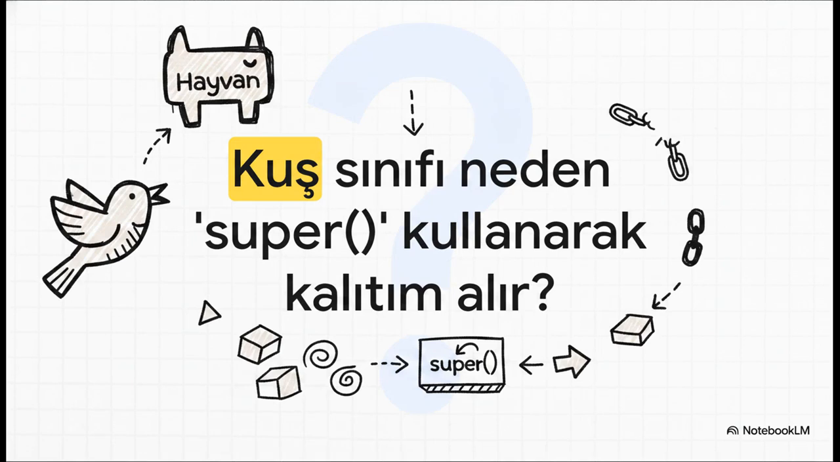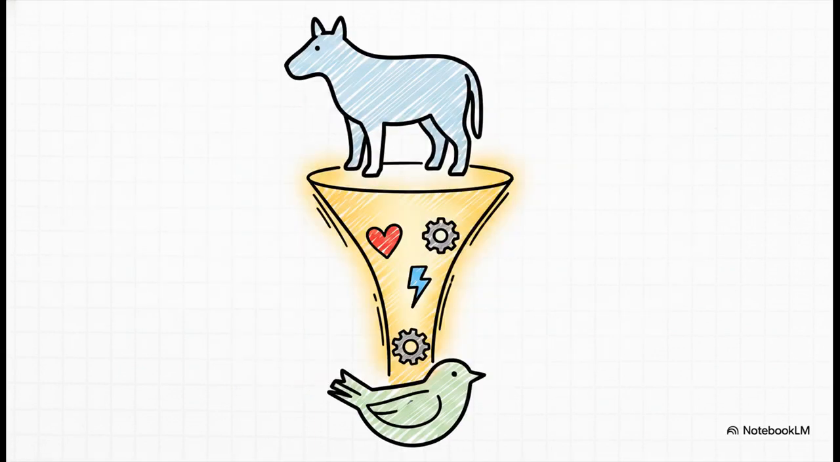Why does the kuş, the bird class, inherit from hayvan, the animal class, using the super function? What are we actually losing if we don't use it? Take a second. Reusability. That is the absolute magic word. It directly solves that messy code nightmare we talked about at the very beginning. The super function allows the bird class to instantly copy all the rules and traits from the animal class in just a single line of code. You literally never have to write that foundational code from scratch again.